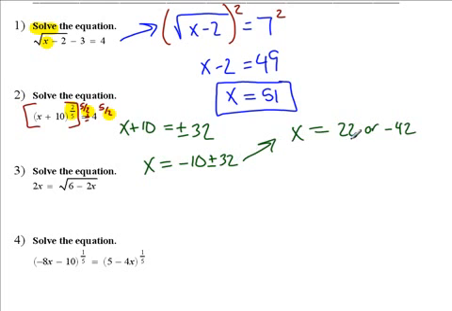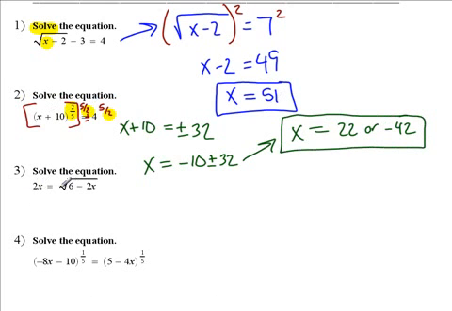I need to check both of these and see if they work. I'm going to plug the 22 in first. 22 plus 10 is 32. The 5th root of that is 2. Squared is 4, so the 22 checks. We'll keep it. The negative 42, if I plug it in, negative 42 plus 10 is negative 32. The 5th root of that is negative 2. Squared is also 4. So both answers check. We got to keep them both. That is number 2.